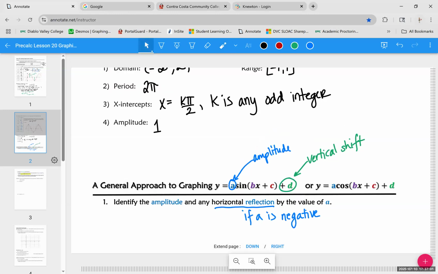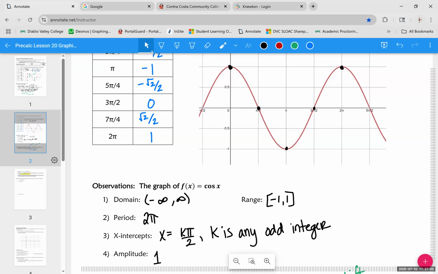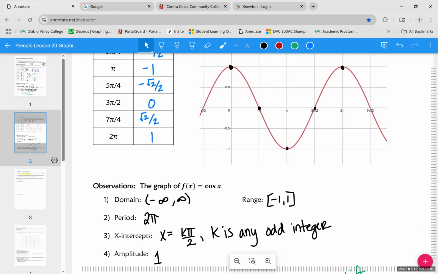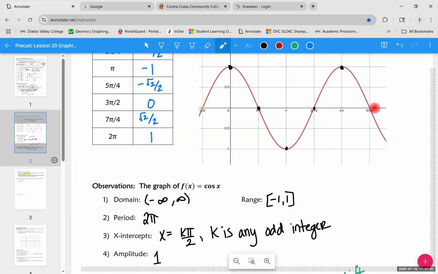And the way I do vertical shifts is really straightforward. I basically just take this x-axis, let's say I was going to go up 1, and I just put a dashed line here, and I treat that as my new x-axis. So it's a pretty easy translation to administer.